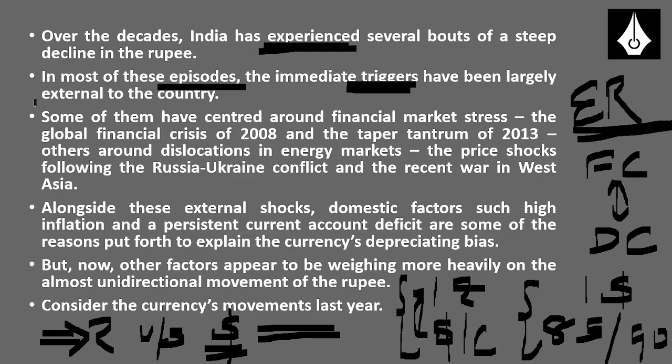Are the factors which are causing depreciation external to the country? What do I mean by depreciation? This movement, let us say, from 80 rupees to 90 rupees to 95 rupees, this kind of movement in exchange rate, is referred to as depreciation. That the rupee is becoming weaker vis-a-vis dollar. The rupee is becoming cheaper vis-a-vis dollar. The rupee is losing strength vis-a-vis dollar.